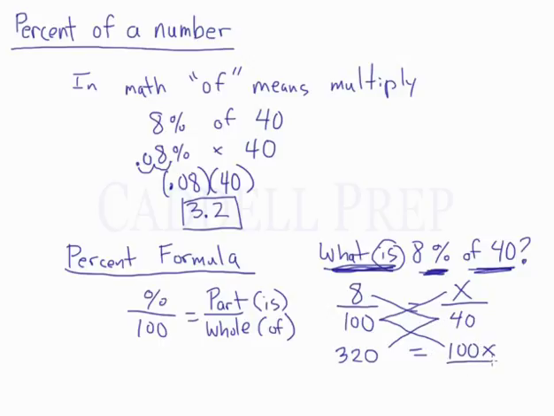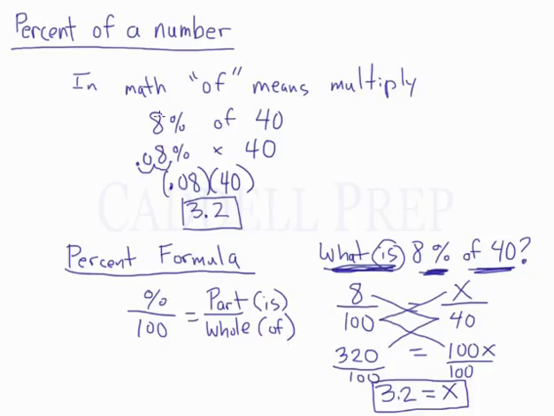To solve for x, we simply divide by 100, because this is 100 times x. So to get rid of the 100, we have to do an inverse operation. So divide by 100. And we get 3.2 equals x. So same answer, different method. So in this question, what is 8% of 40? Of means multiply, we could simply multiply, or use this percent formula and find the answer.